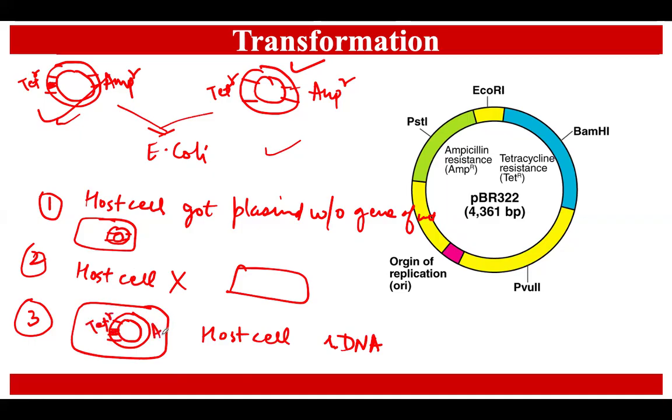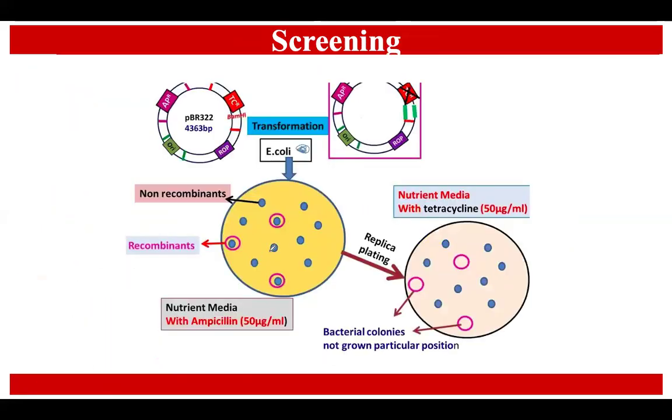So there are three possibilities. But how will we be able to know which are the cells that have got the recombinant DNA? Because this is the one we are more concerned about. We need to identify, we need to screen the cells which have got this recombinant DNA plasmid. So let's see how the screening is done.